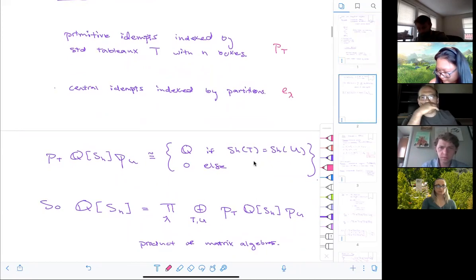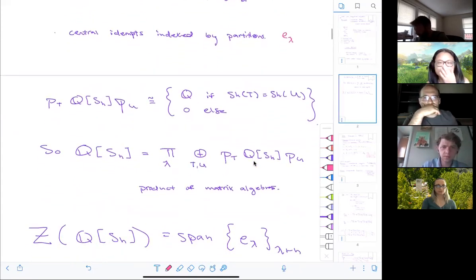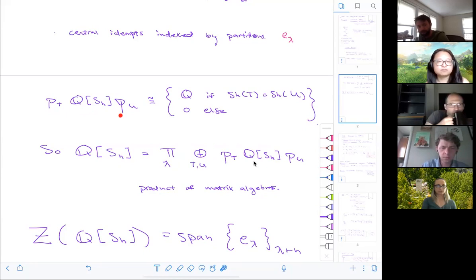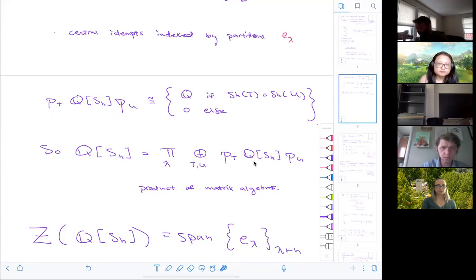The thing I want to mention here is that if you consider sandwiches, so if you look at the symmetric group algebra with primitive projector P_T on the left and P_U on the right, then this whole space is one-dimensional if T and U have the same shape. I'll use the notation SH to mean the shape of a tableau, that is, the Young diagram of which it's a filling. So this is one-dimensional if T and U have the same shape, and zero-dimensional otherwise.